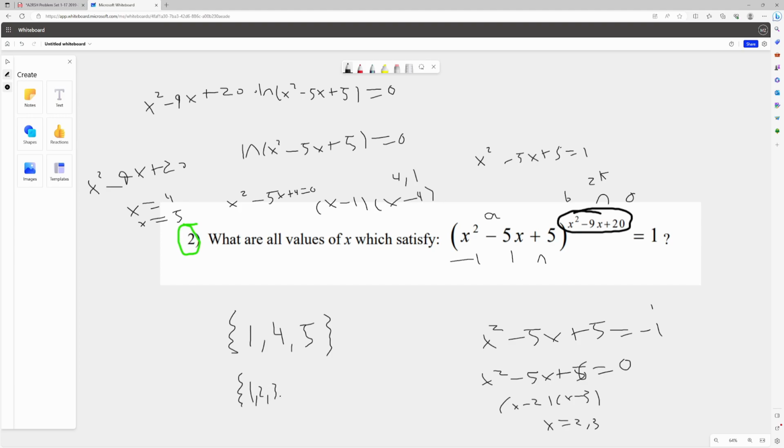2, 3, 4, 5. Now, we know that there are 5 values that satisfy this equation: 1, 2, 3, 4, and 5.